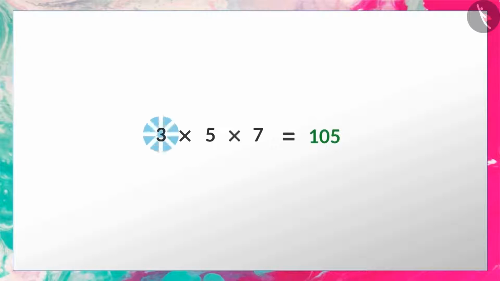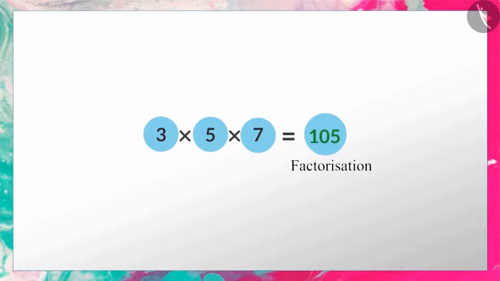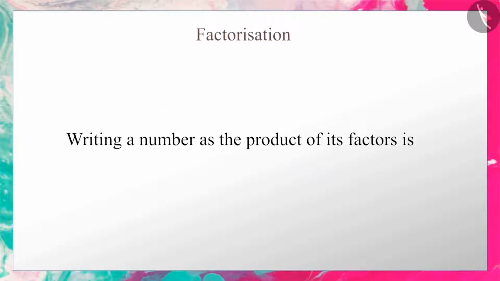Here, you can see that the numbers 3, 5 and 7 are factors of 105 and thus we just did the factorization of 105. Therefore, we can say that writing the numbers as a product of its factors is called factorization.